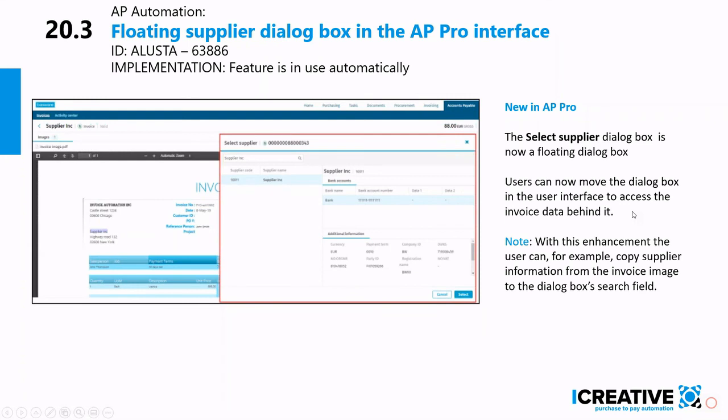All right, the next feature is about AP automation. In this case, it's a floating supplier dialog box in the AP Pro interface. And this is also about the new AP Pro. When you are using the header data of an invoice and selecting a supplier, at this moment it's a drop-down menu with all the suppliers. Within the new AP Pro, you can see right here within the red box, it's a floating dialog box.